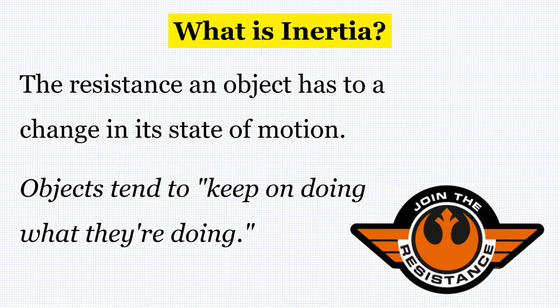So inertia relates to the first law. Inertia is the resistance an object has to a change in its state of motion. My simple definition of inertia is objects tend to keep on doing what they're doing. And again, if you think about an object that's already moving, it's going to keep moving unless something stops it. And also, if an object's not moving, it's going to continue not moving until something acts on it.